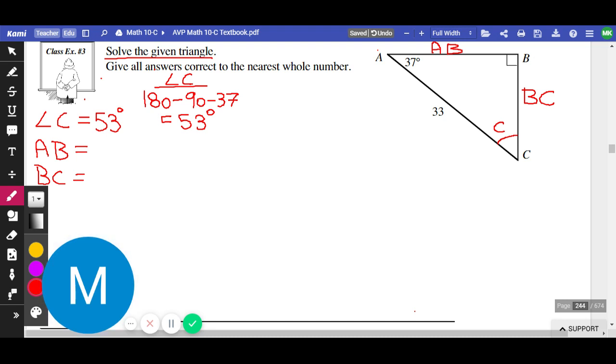52? No, that's crazy. Oh, you put 36. 37. I was like, I'm not that crazy.